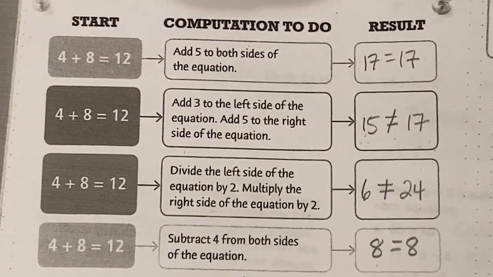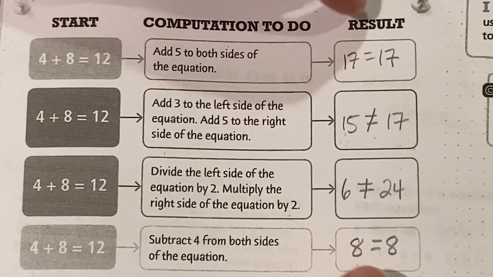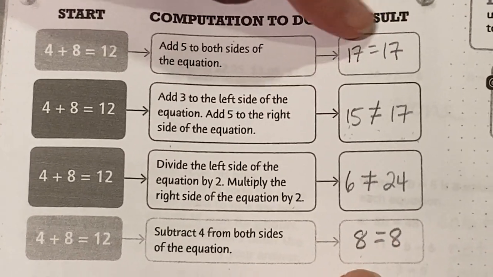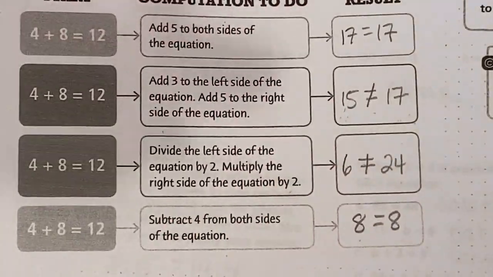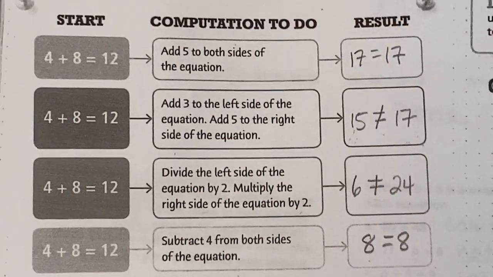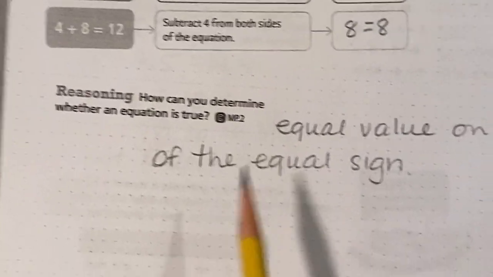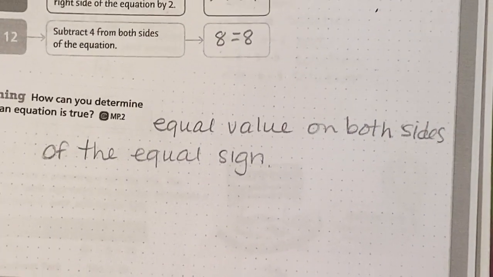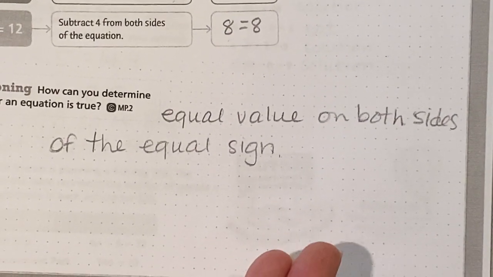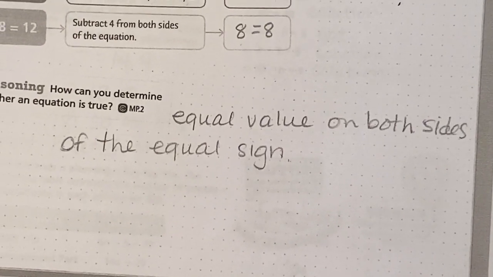Just driving home that point again, that when you do the same thing to both sides of an equation, they remain equal. If you do different things to different sides of the equation, they're not going to be equal anymore. Okay, and reasoning, how can you determine whether an equation is true? It's just a matter of, do both sides of it equal each other? That is all that they're really asking about there.